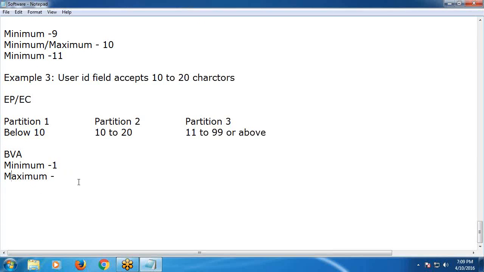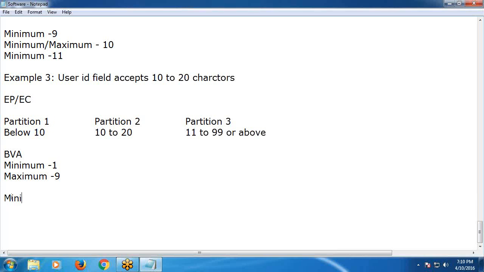For the first partition, minimum 1. Maximum: below 10 means what is the maximum value? Don't get confused. Here at least one character is the minimum; 0 is not considerable. Below 10 means 9 characters. So in this first partition, the minimum is 1 character and the maximum is 9.